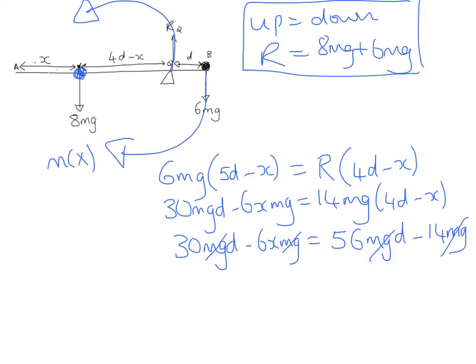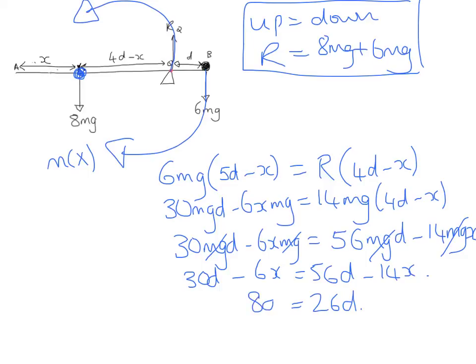Just realised I dropped an x. 14 mg times, there we go, 14x. So I've got 30d minus 6x equals 56d minus 14x. So if I put my d's on the right hand side, that's 26d's, and if I put my x's on the left hand side, that's 8x's, and obviously I'm going to get the same answer. Equals 13 over 4d metres. Okay, let's try one more.